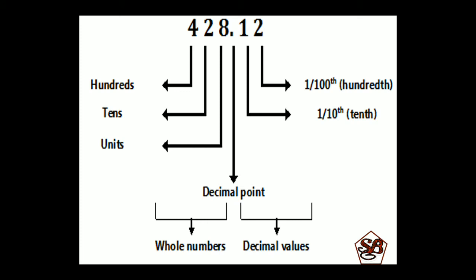Here is an example, 428.12. If we consider the place values of these numbers, this is the whole number with 8 at 1's place, 2 at 10's place and 4 at 100's place. Then there is a decimal point. After the decimal point, immediately towards the right, the place value is 10th and then 100th. These are the decimal values.